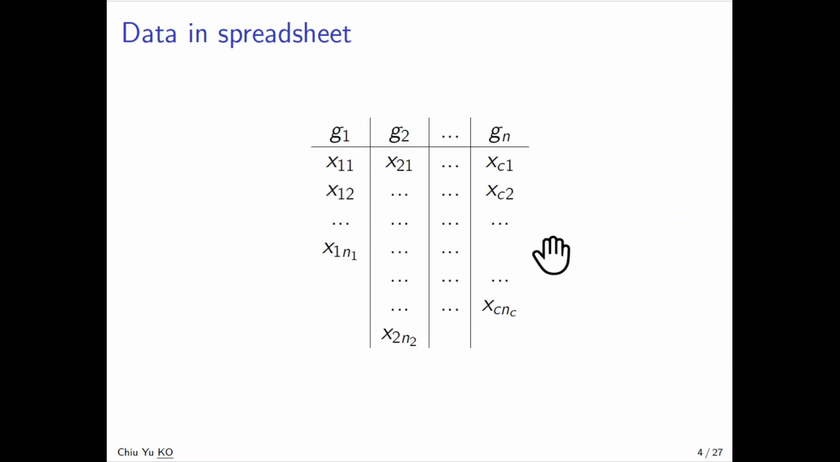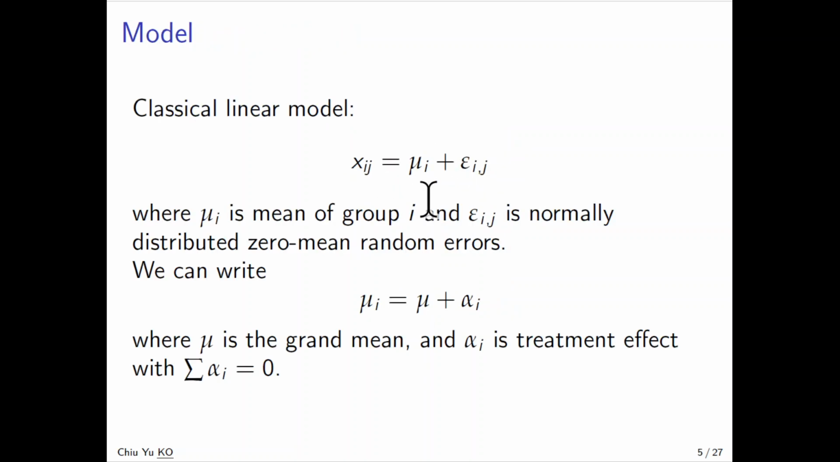You can also represent the data in table form. Usually this is what you see in a spreadsheet: group 1 goes from 1 up to n1, group 2 from 1 up to n2, group C from 1 up to nc. What we are trying to do is to see whether the mean of each group is the same or different, and whether the grouping is meaningful. The basic thing is like treatment 1, treatment 2. A lot of experiments can be done here.